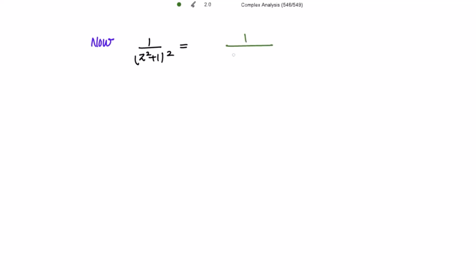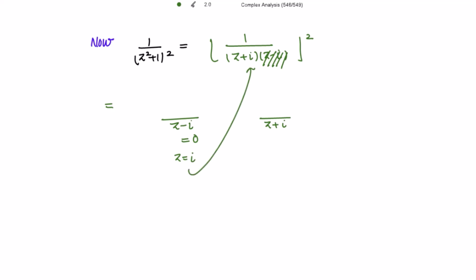How can I write this? It is (z + i) into (z - i) whole squared. To make its partial fractions, just write here z - i and here z + i. You can also write z + i over here, it's your choice. When taking this denominator equal to 0, we hide z - i from this and we get z equal to i. Put this value over here, I get 1 divided by 2i. So this is 1 divided by 2i.